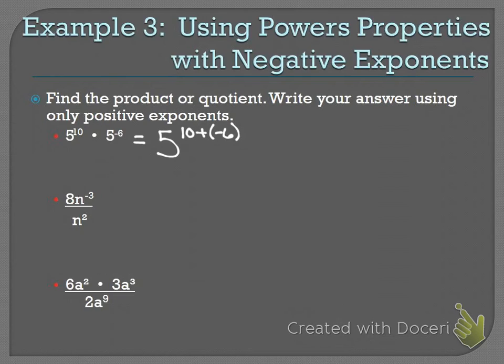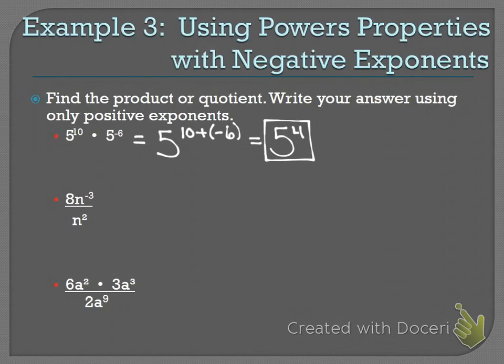So what is 10 plus negative 6? 4. Positive or negative? It is positive. 10 plus negative 6 is a positive 4, so 5 to the fourth power. Did I write it using only positive exponents? Is 4 positive? Yes, so this is my final answer.